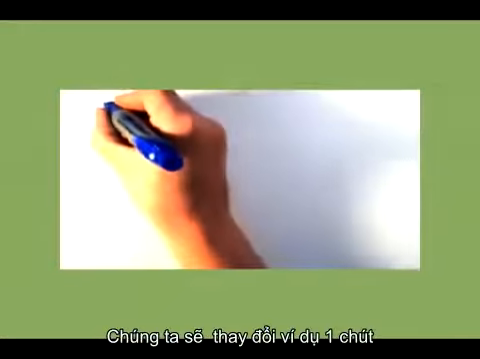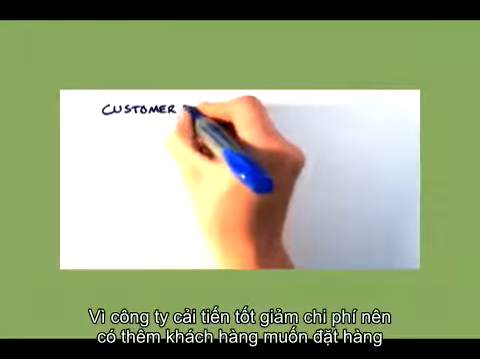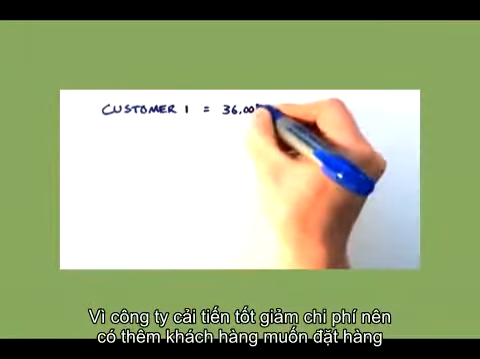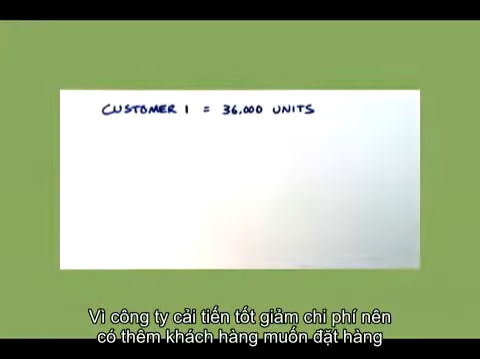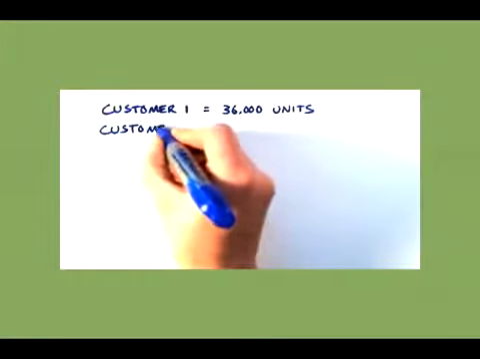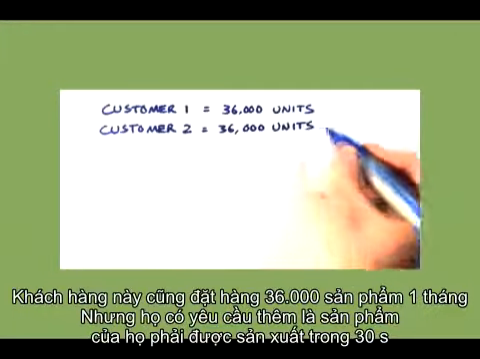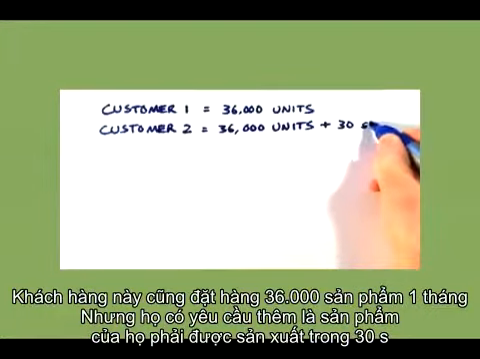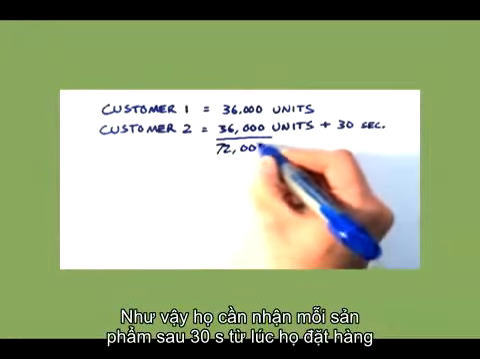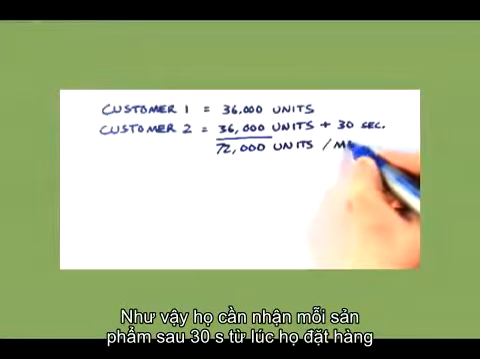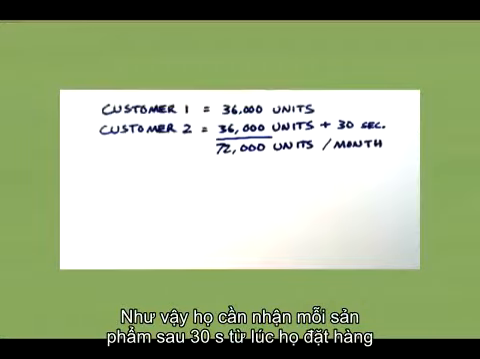Now let's change the scenario a little bit. Because the company improved the process and reduced its cost, another customer has decided to order some units. This customer requires 36,000 units a month as well, but will need their units completed in 30 seconds to serve their customers. So from the time they put in an order, they need to receive that unit within 30 seconds.